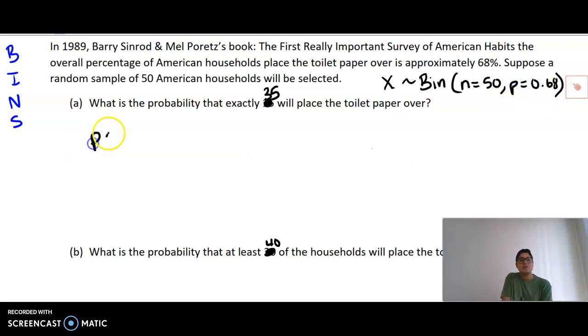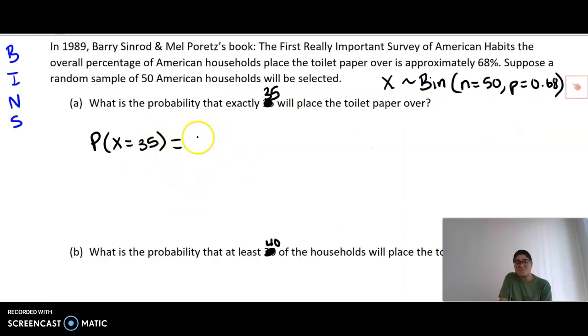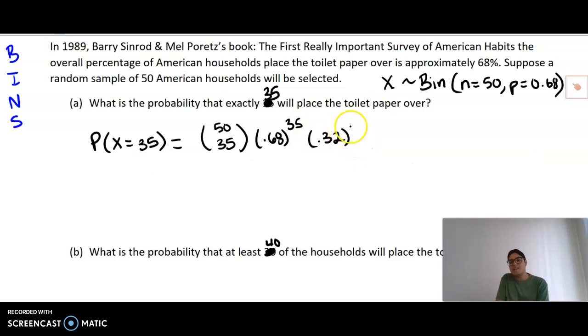Okay, so we want the probability that there are exactly 35 households that place the toilet paper over. So I'm going to go here to my handy dandy formula sheet. X is 35, so anywhere I see x, I'll do 35. P is 0.68 and n is 50. So you can see this is really just a fancy substitution problem. So 50 choose 35, and 68% of the time they'll place the toilet paper over, and that's going to happen 35 times, 35 successes, which means my complement, my failure rate, is 32%, and that will happen 15 times. And if I type this into my calculator, I'm going to get about 0.1168, which will be my answer.